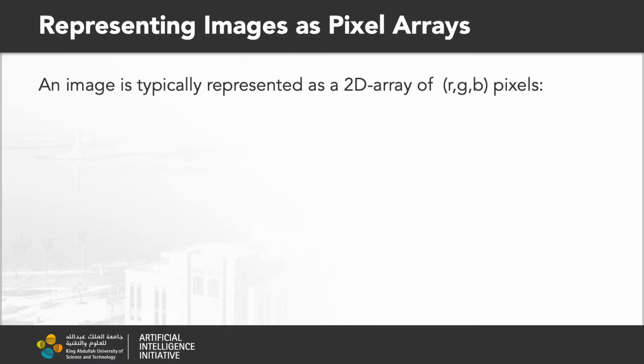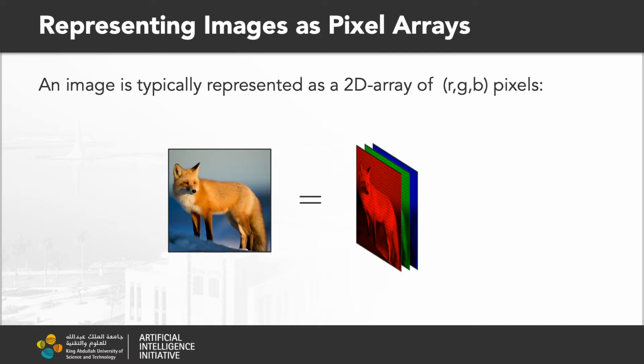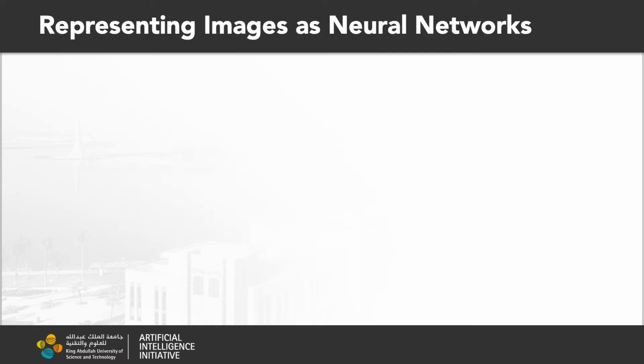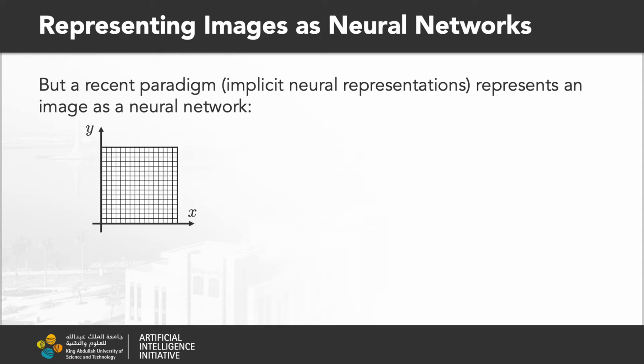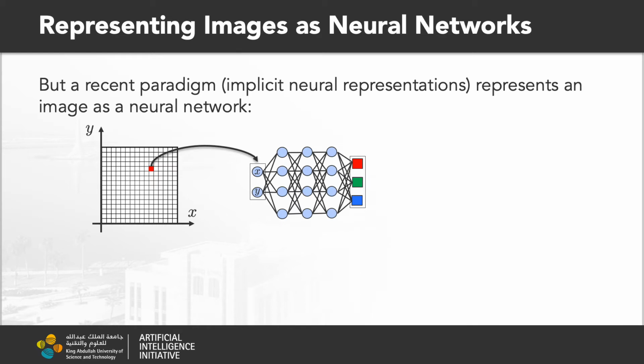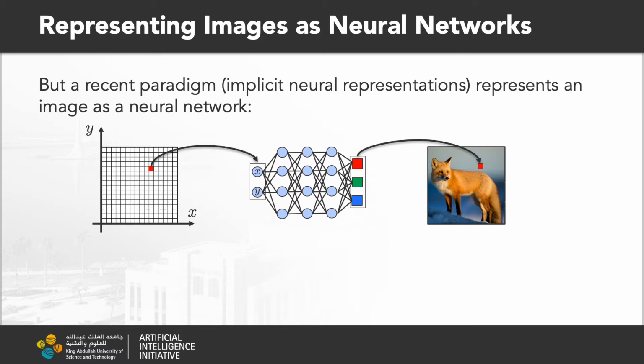A typical paradigm to represent an image is to represent it as a 2D array of RGB pixel values. But there is another paradigm which appeared recently and is gaining popularity: implicit neural representations. It views an image as a neural network. We say that an image is positioned on a 2D coordinates plane. And to compute image color in some coordinate, we pass this coordinate into a neural network. And the neural network predicts the corresponding RGB value.